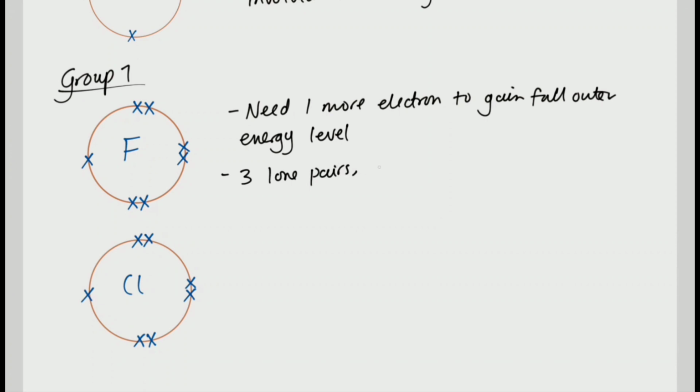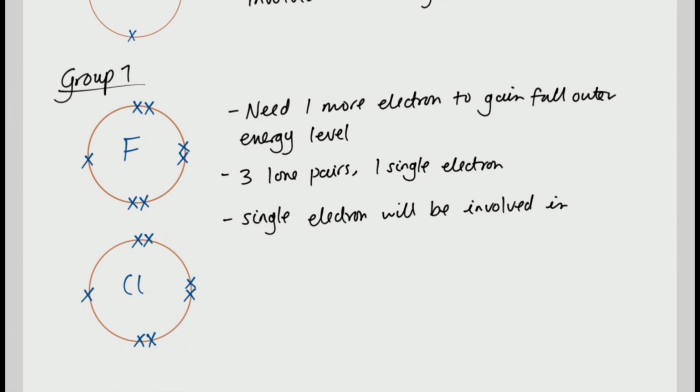They've got 3 lone pairs and 1 single electron. So it's the single electron and not the lone pair that will be involved in bonding. Now this is also true for the rest of the group 7 elements, true for bromine, iodine and astatine. So let's have a quick recap.